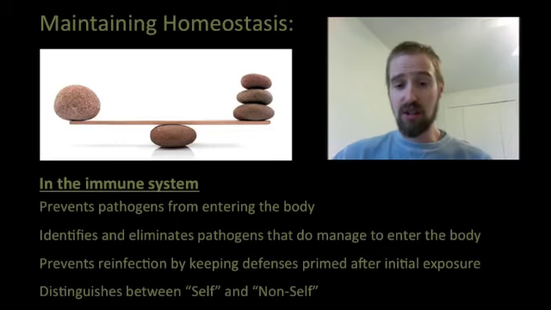Now, obviously, the immune system plays a very important role in helping us to maintain homeostasis, because any of these pathogens can really throw off our internal environment and completely throw us out of balance. Some of them can even kill us. So our immune system helps protect us from that and helps us to get rid of things that are going to throw our internal environment into disarray.